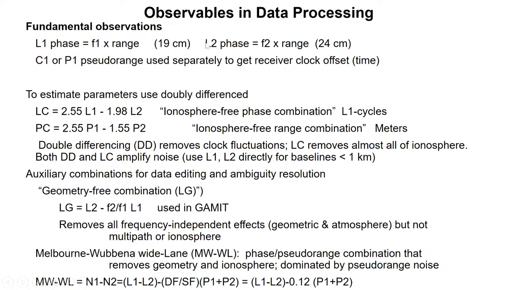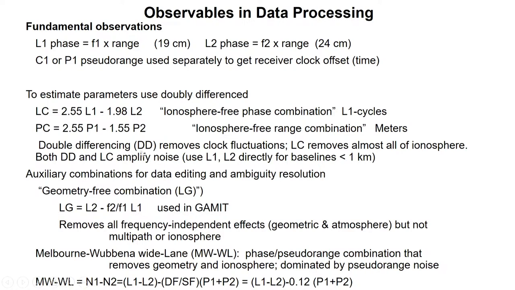So this is L1 phase, L2 phase. L1 phase we get after multiplying F1 into range, and L2 is F2 into range. Then C1 P1 pseudo range is used separately to get the receiver clock offset. When we want to eliminate the ionosphere, we have to make a linear combination using L1 and L2 frequency, with some constant factor. This is in cycles and this is in meters. So you can see this, we have to use this pseudo range formula.